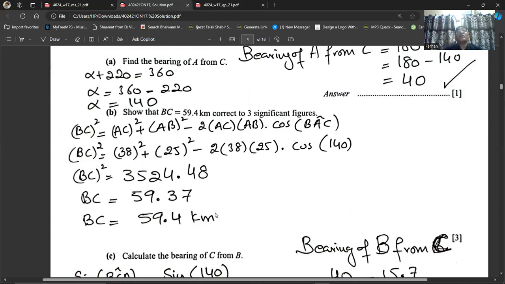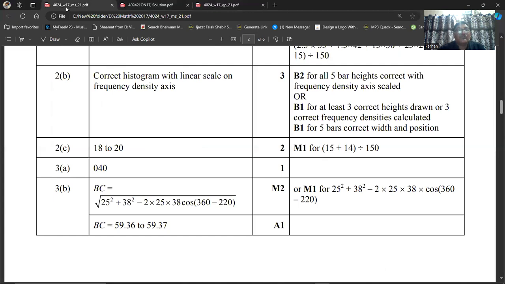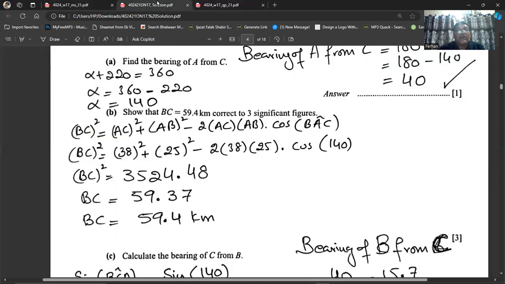So BC squared will be equal to 3524.48. Take the square root on both sides. So BC will be equal to 59.37, which is 59.4 kilometers. This is how you show that BC is 59.4 kilometers. That question was on showing that this is the case, and our answer is right. This is how you do the B part.